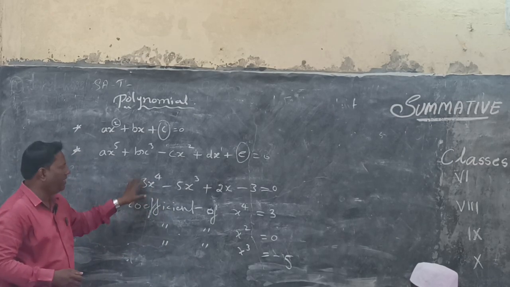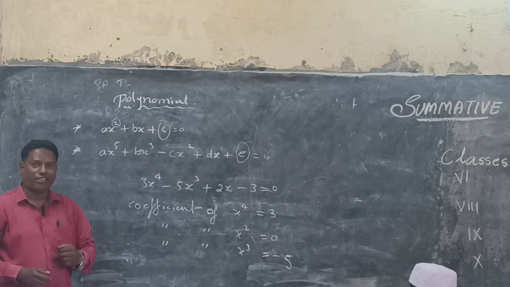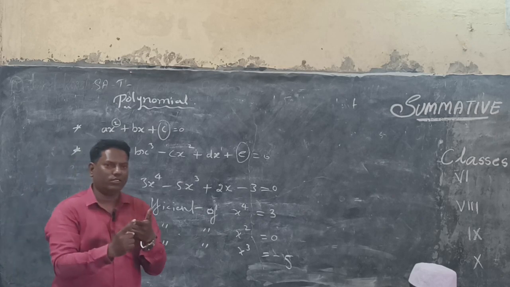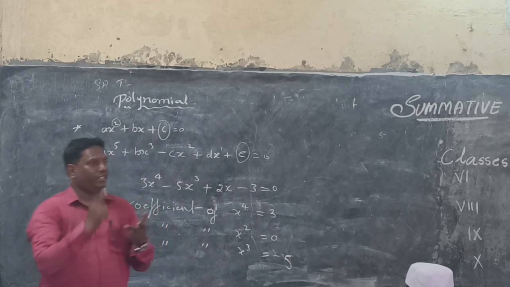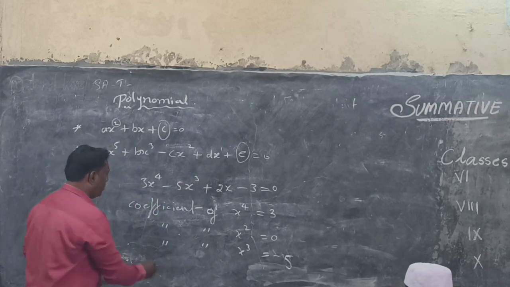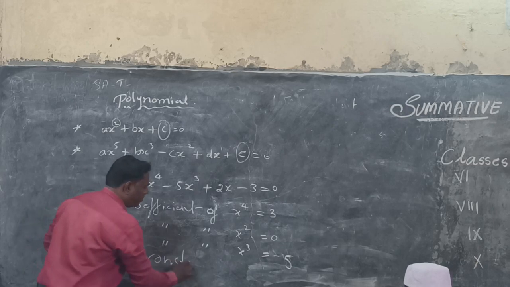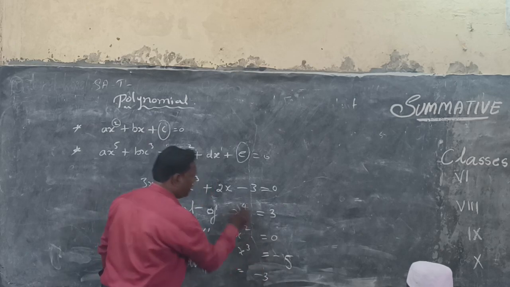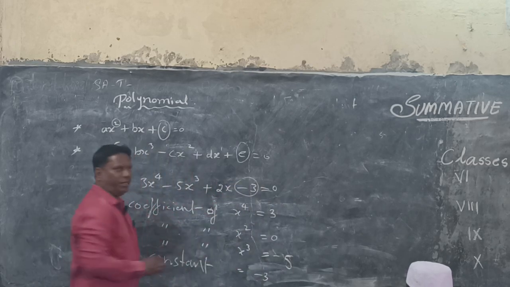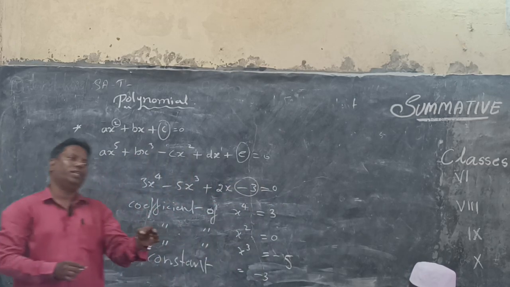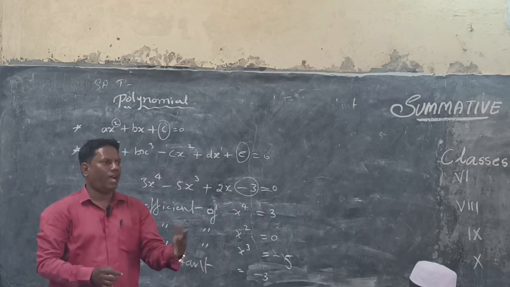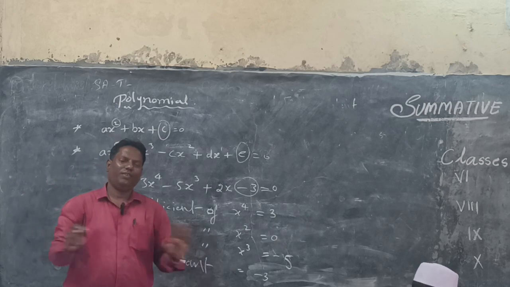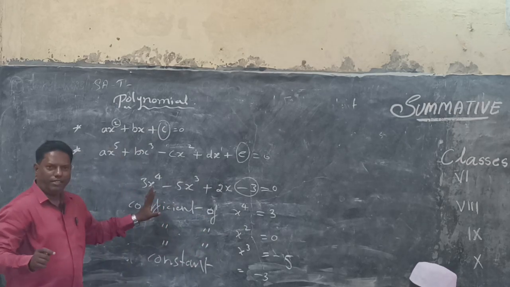This is the coefficient. And now one more question they are asking. First, what is the degree of the polynomial? Second, what is the coefficient? And third, the constant term. What is the constant term? Very good. Minus 3. Without a variable, only numerical form with any sign, plus or minus. You just write that. Any doubt? No. Everyone understood? Yes. Simple, right, beta? Yes.